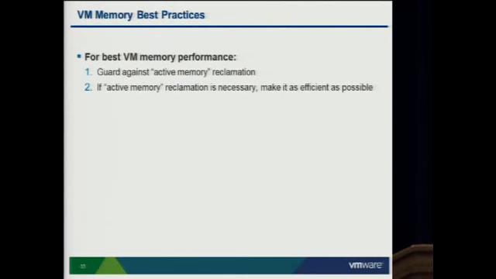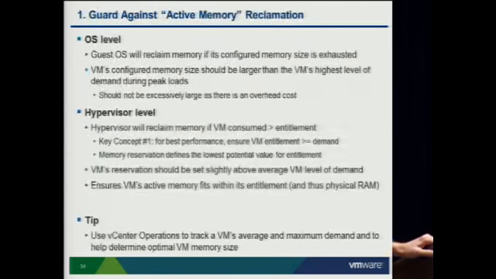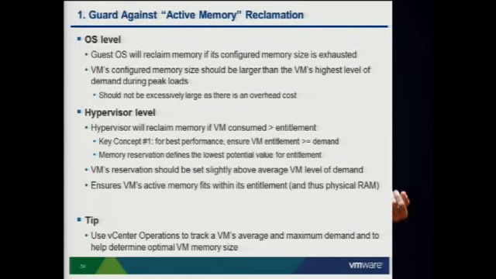What you want to do for the VM is guard against what I call active memory reclamation. And if that active memory reclamation is necessary, you want to make it as efficient as possible. So how do you do number one? Well, at the OS level, there are two different levels, and you can get reclamation at both levels, as I mentioned. The guest can swap internally, and the hypervisor can swap. So you want to make sure that the VM's configured memory size is large enough. If the VM needs more memory than it has, it's going to internally page, and there's nothing that the hypervisor can do about it. So you want to make sure that's set large enough.